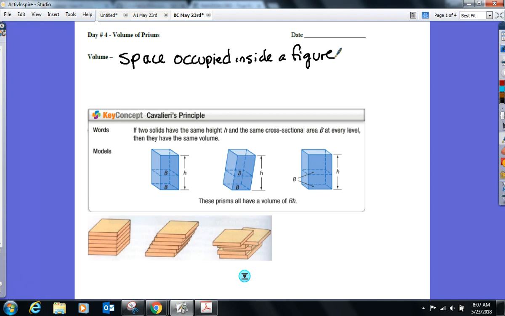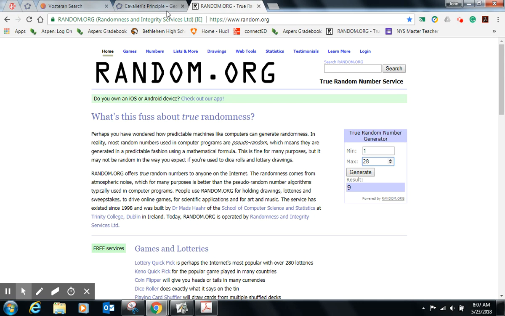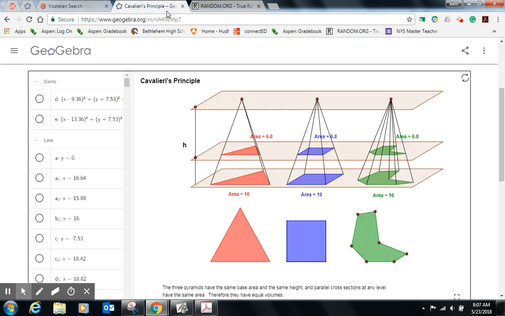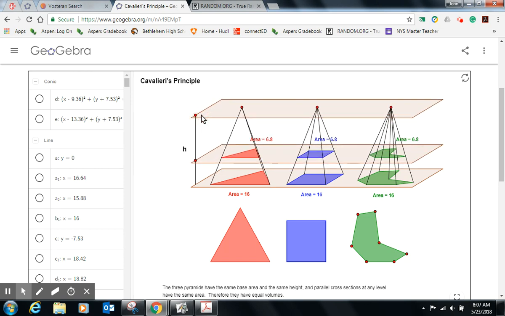I wanted to talk about a concept right now called Cavalieri's Principle before we get into prisms and cylinders. I believe it's called that because that's the gentleman who founded it. Here's what it says. You take any solids, two or more solids that have the same height. All of these have the same height. I can adjust the height if I want to. They all have the same height.